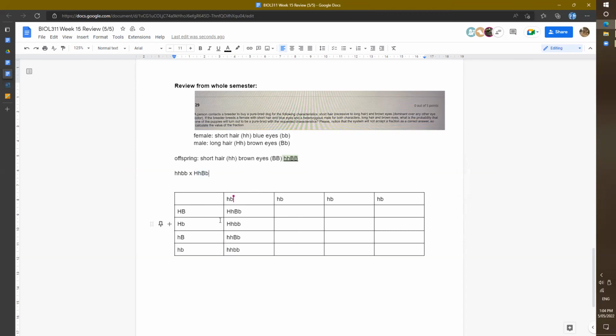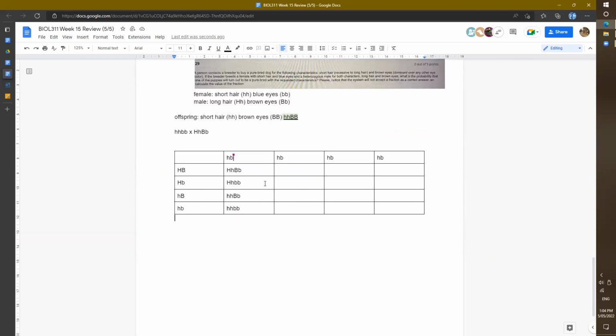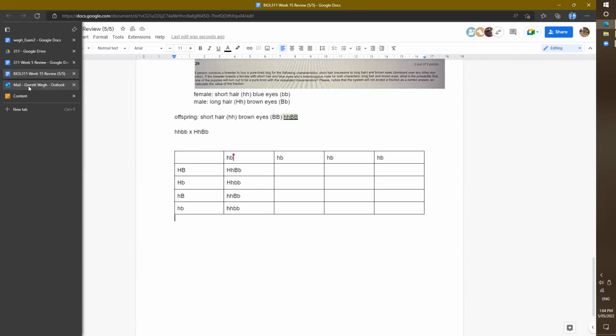Sorry for fumbling that. And then, as Sam said, what we want is this little h, big B genotype, because that is the only purebred genotype that can give us the characteristics that we want. And obviously, we see that 0 times here, and therefore the probability is 0. Thanks, Sam.